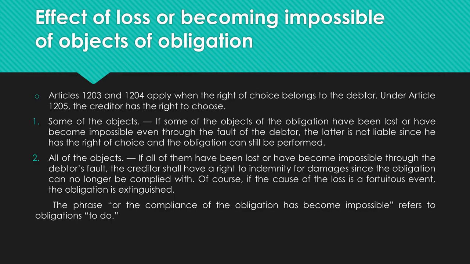So, if some of the objects of the obligation have been lost or have become impossible even through the fault of the debtor, the latter is not liable since he has the right of choice and the obligation can still be performed. Okay? If all of them have been lost or have become impossible through the debtor's fault, the creditor has a right to indemnity for damages, since the obligation can no longer be complied with. Of course, if the cause of the loss is a fortuitous event, the obligation is extinguished. Again, we'll always go back to the principle that no person shall be responsible or liable for any fortuitous event.